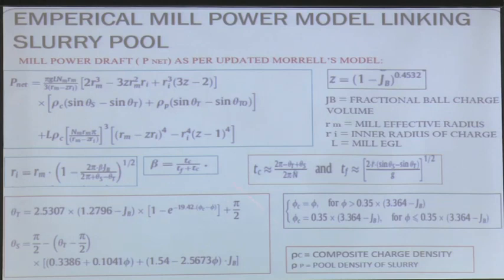And you can see here PP is the pool density and PC is the composite charge density. When I say composite charge density, it is rock and ball, rock, ball plus the slurry and water all put together. This is a composite, and here the pool density is only the slurry. Now in the next slide you will see that.